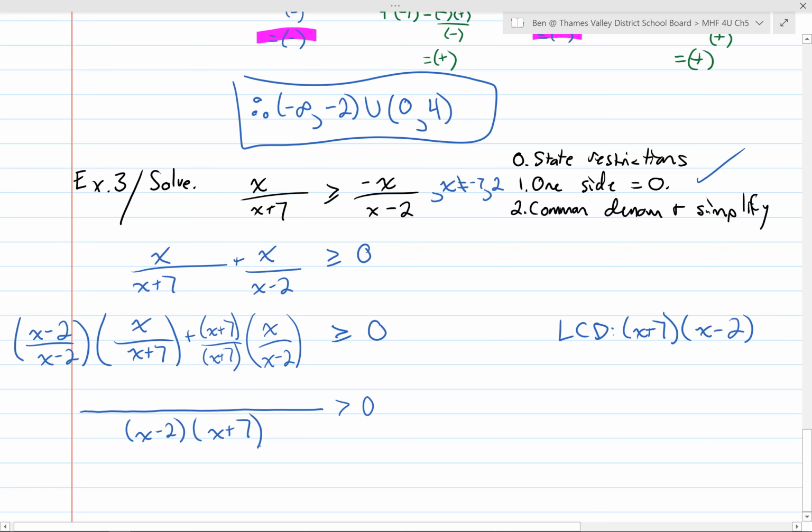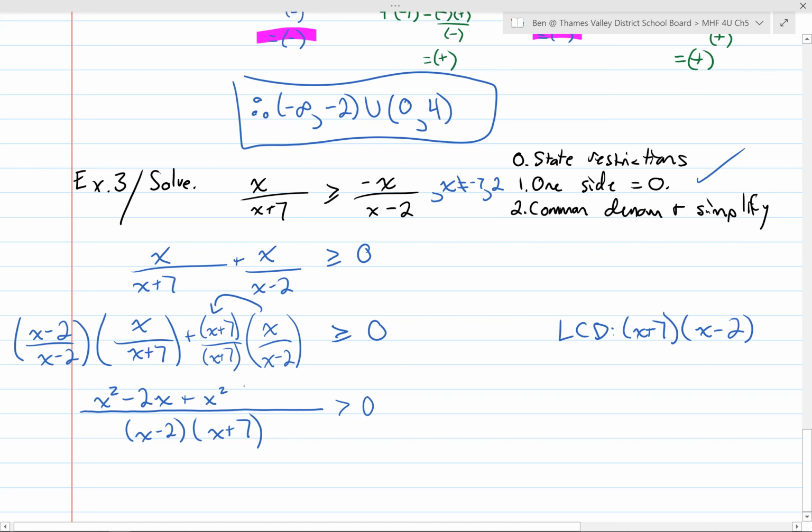And in my numerator, I'm going to expand in, right? So I'm multiplying x times x minus 2. Well, that's going to be x squared minus 2x. And then I'm expanding this in over here as well. x times x plus 7. Okay, well, x times x is x squared. Oops.